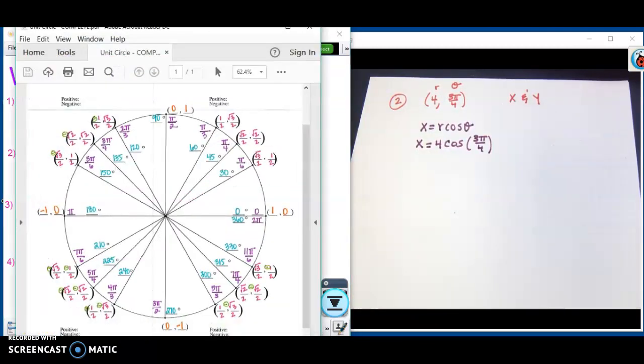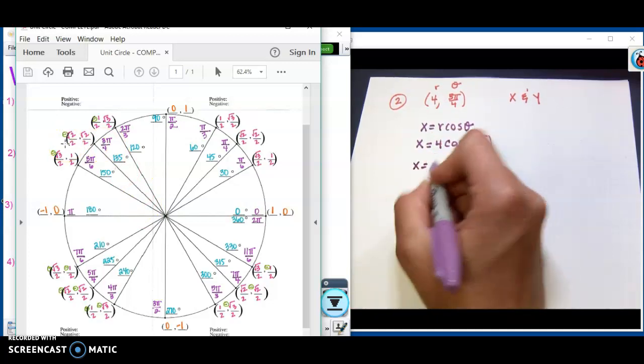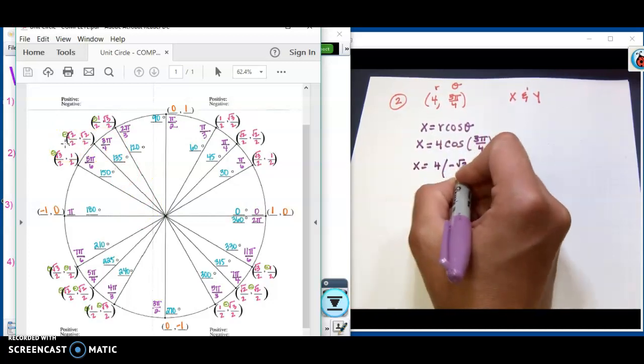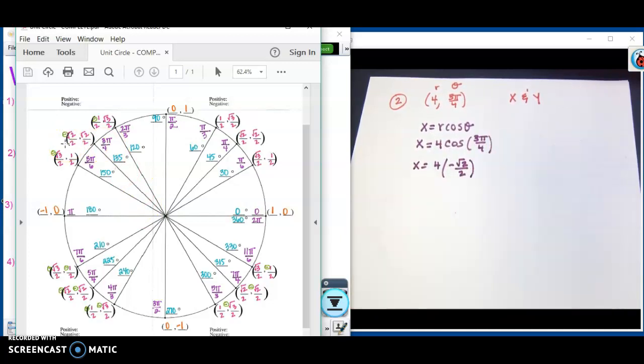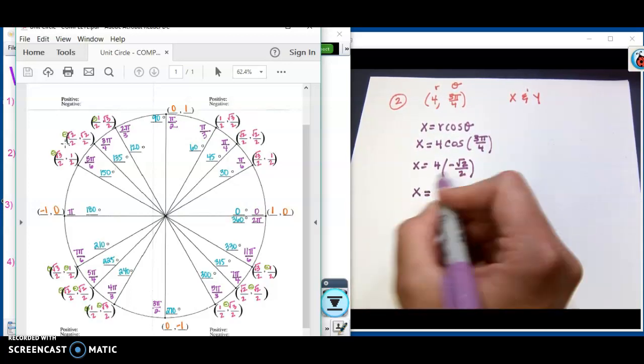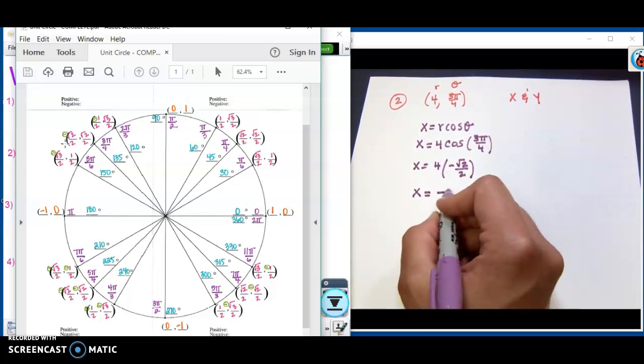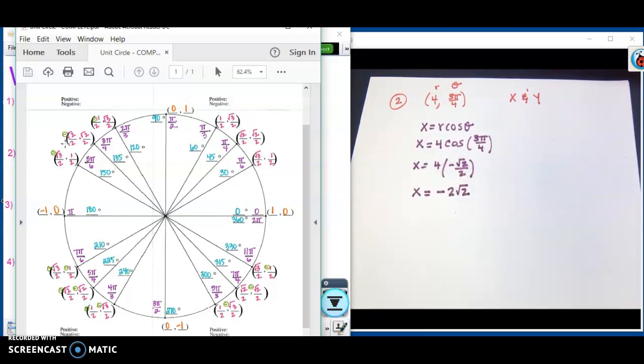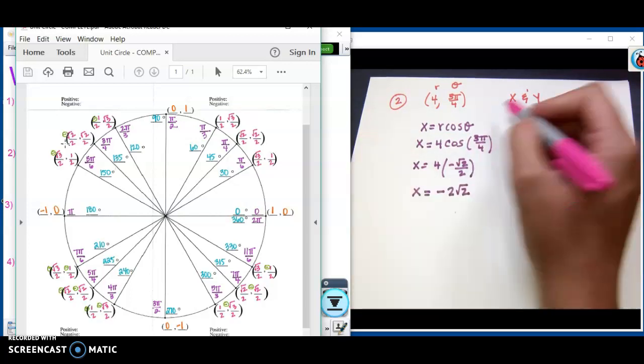So let me pull the unit circle back up. So if we look at 3 pi over 4, our x value, our cosine value, is negative square root of 2 over 2. So this will leave us with -2 square root of 2 for my x value. And then we have another formula for the y value.